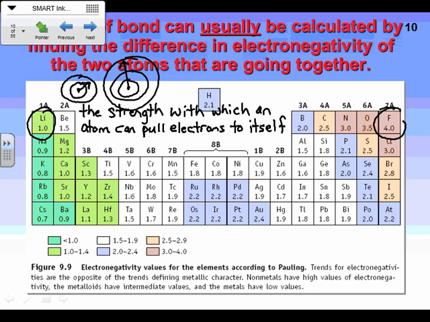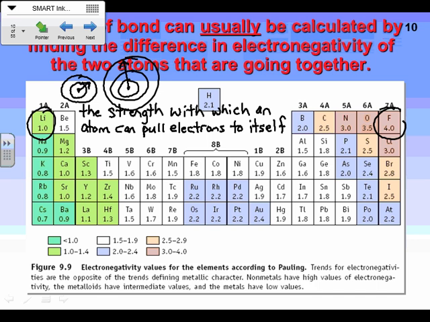And you can look at all these values and you can get a pretty good idea of how electronegative something is just by looking at it. Now notice the metals have low electronegativity values for the most part. And metals tend to give away electrons when they form a bond. Okay, so that kind of makes sense, hopefully.